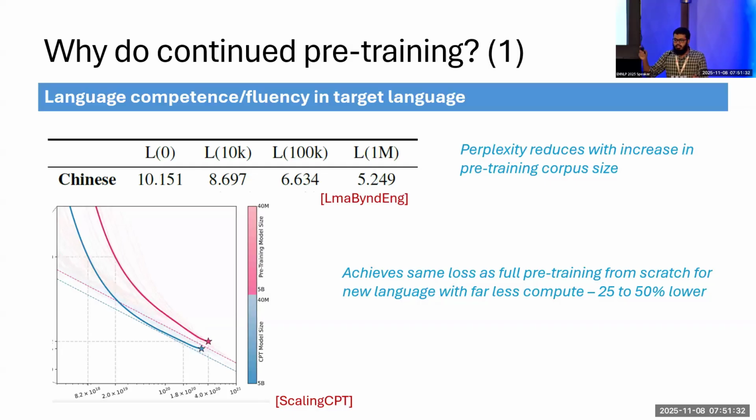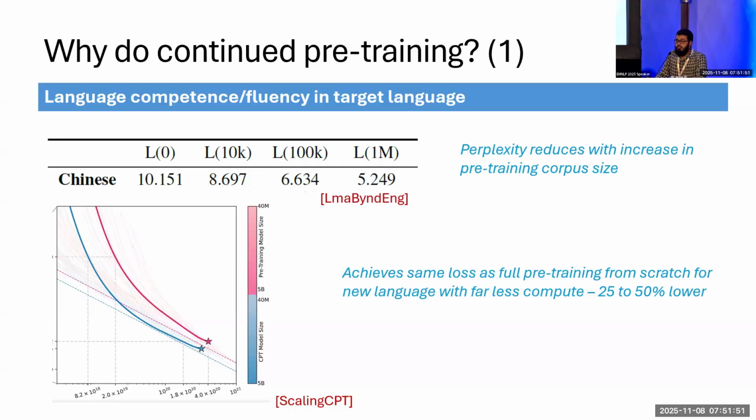So first thing is that, of course, you want to teach the language to your model. So you want the language competency or fluency in that particular target language. And so if you look at the table there, as you increase the data that you're showing during the continued pre-training stage, the perplexity starts reducing.